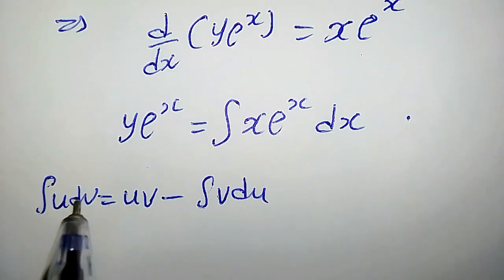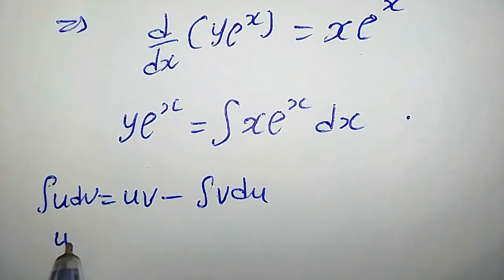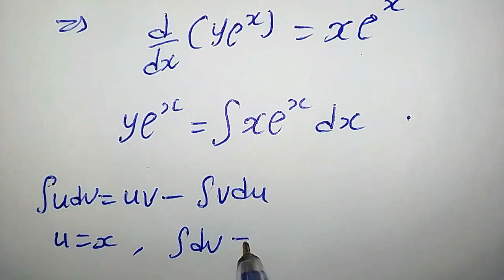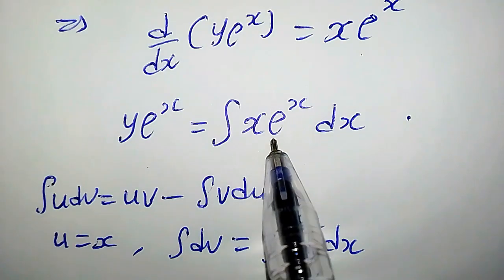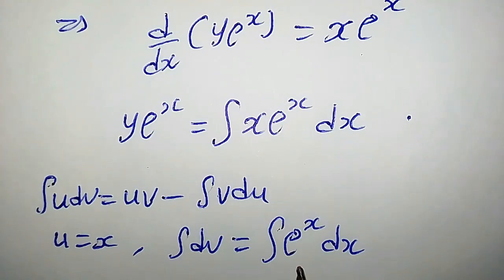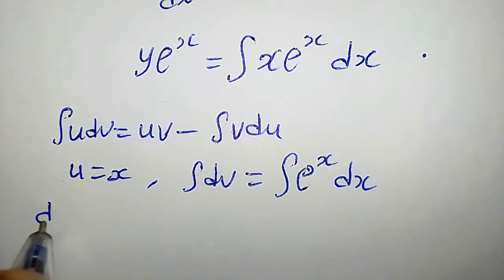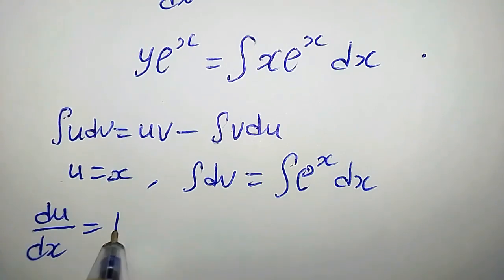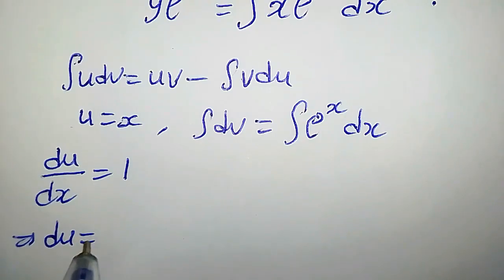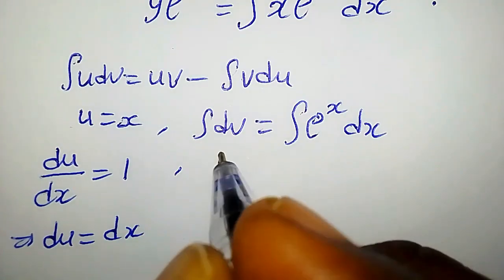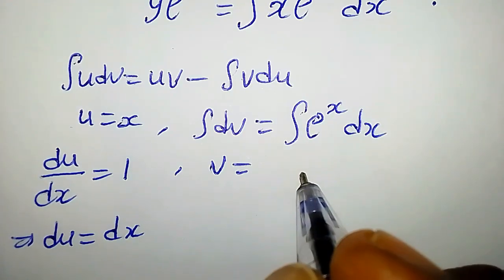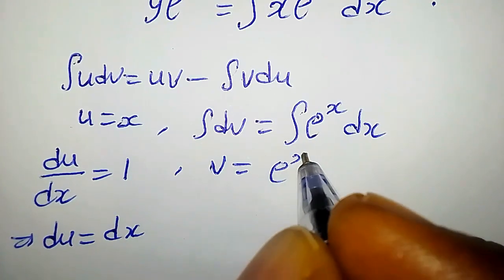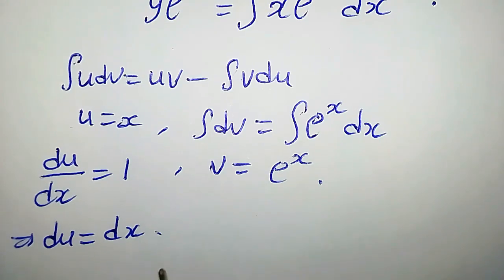By comparing this left hand side with this, you will see that our u is equal to x and integral of dv is equal to integral of e to the power of x dx. That is, our dv is just e to the power of x dx. When we integrate, we have this. Let's solve this first. du/dx is equal to 1. So this means that du is equal to dx. Now back to this. Integrating dv, we have v equal to integral of e to the power of x with respect to x, which always gives e to the power of x. So this is our v. Take note of it and this.